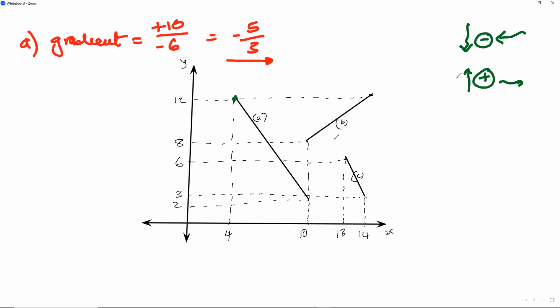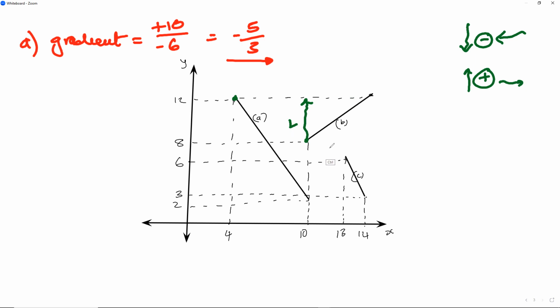So for B now, if I start at this point and I go up, that's going to be 4. And if I go right, that's going to go from 10 to 4, so it's going to be 4 to the right. So it's plus and plus. So the rise here would be positive and the run would be positive, and this would be 4 divided by 4.